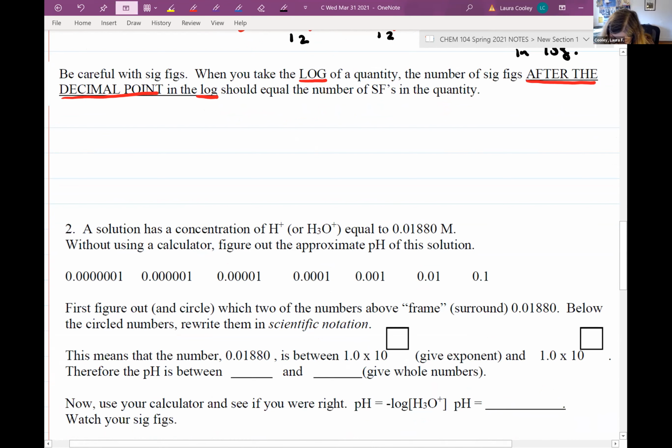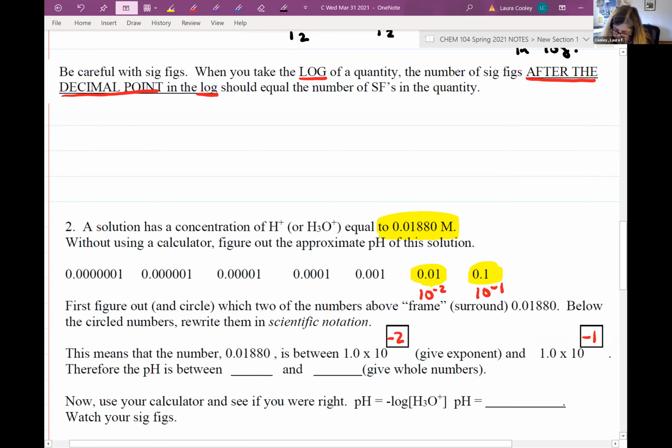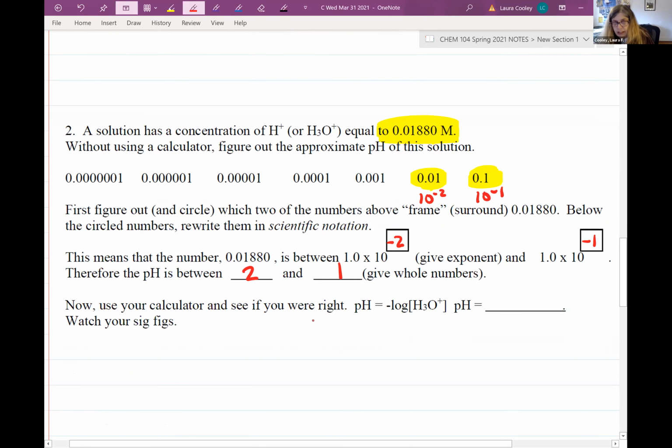So which two numbers should I say? Okay, we have 0.01880. And what's that in between? It's between 0.01, but it's a little bigger than that, right? Because it's got other stuff after it. So it's between those two. So it's bracketed. And this is 10 to the minus 2 and 10 to the minus 1. So that's what this is in between. So the pH would be between 2 and 1.